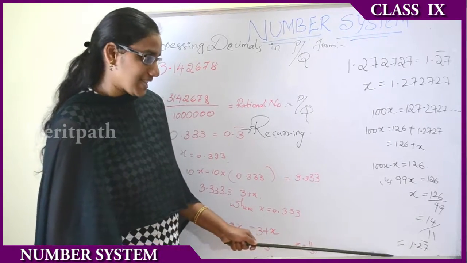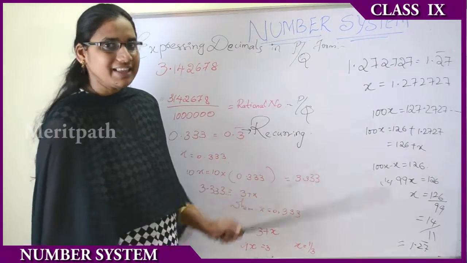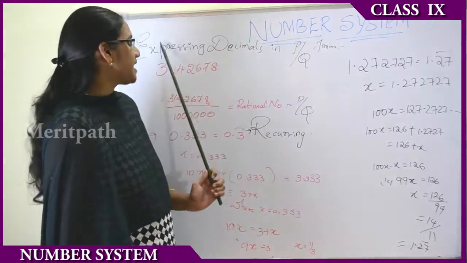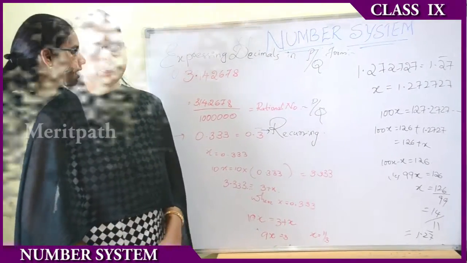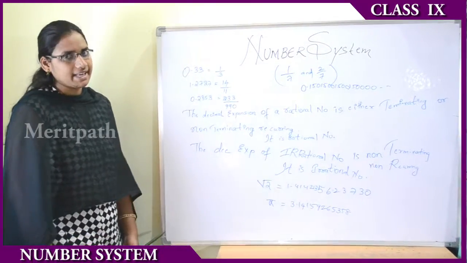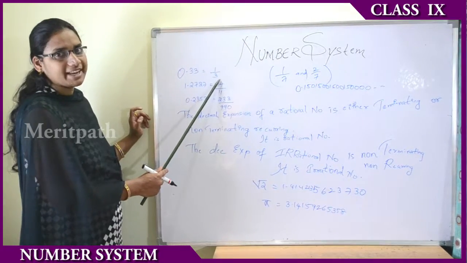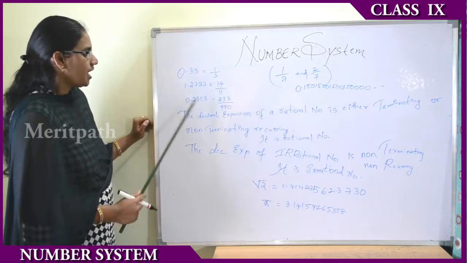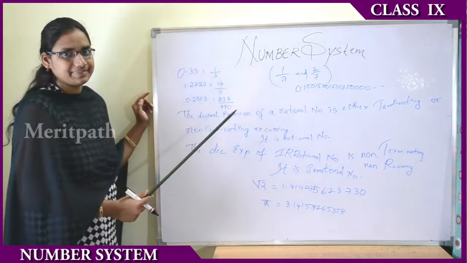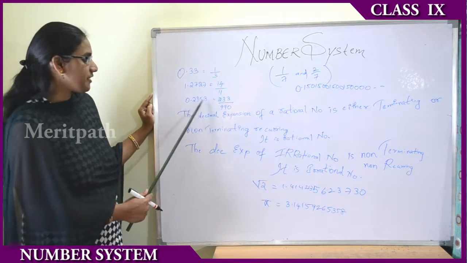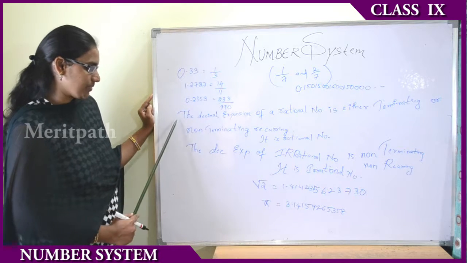That x will represent the same 1.2727. We have exactly the same answer. In this manner, we can express every such decimal number in p by q form. Now let us see once again. 0.33 we can represent in p by q form, that is a rational number, as 1 by 3. 1.2727 we can represent as 14 by 11. And 0.2353 we can represent as 233 by 990.